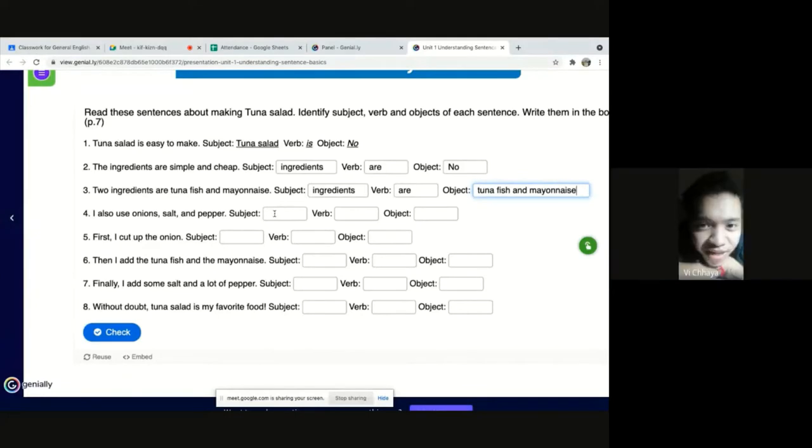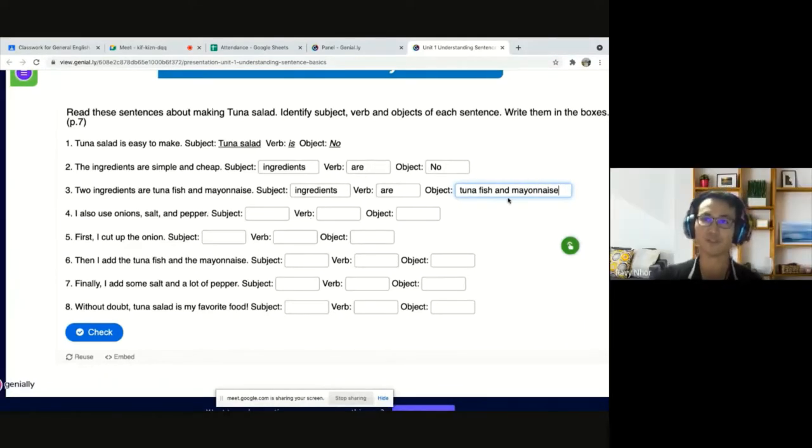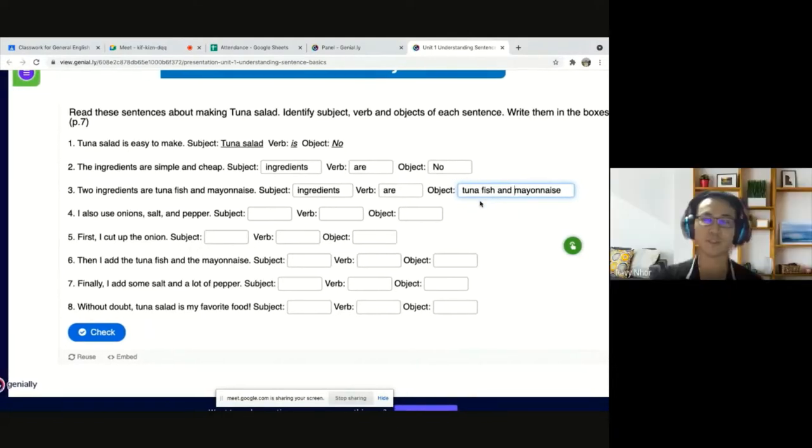So, number three, it's up to you for this sentence. You can use "and" or you don't use "and." I already did it. When I put "and," it's wrong. Okay, but it can be fine, because "and" is just a connecting word. Sometimes you can give it "and" and sometimes you don't.